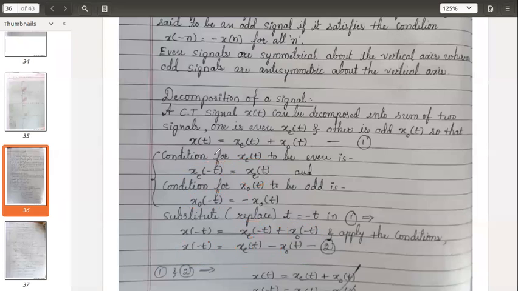According to these two conditions for even and odd signals, I have substituted the conditions here. I have got these two with a negative sign. So I will mark this as equation 2. So we have got equation 1 and 2 now.